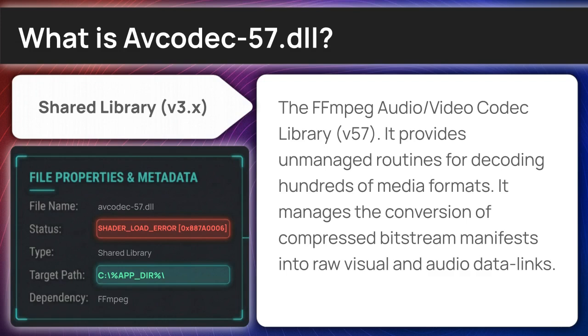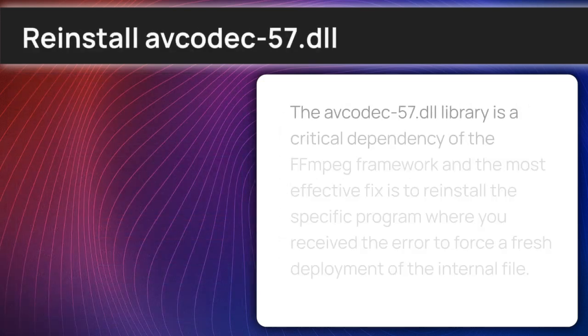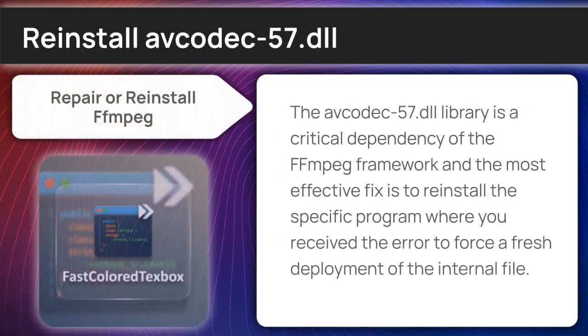With that background out of the way, here is how we actually restore the missing component. The avcodec-57.dll library is a critical dependency of the FFmpeg framework, and the most effective fix is to reinstall the specific program where you received the error to force a fresh deployment of the internal file.